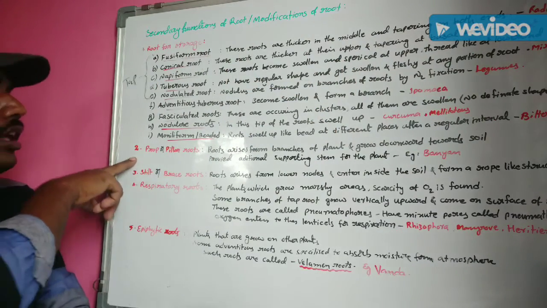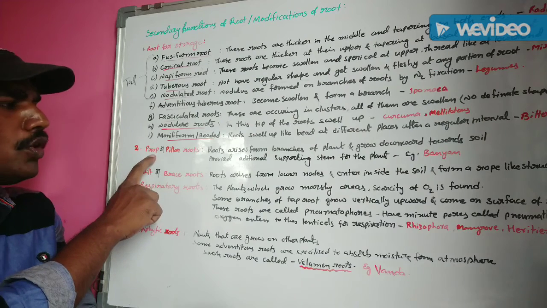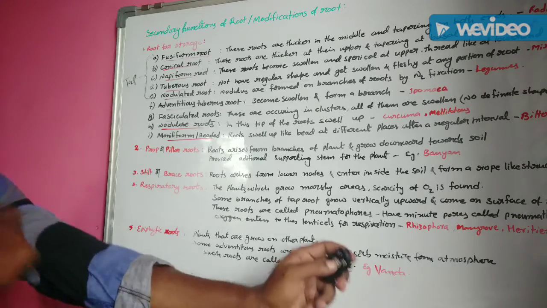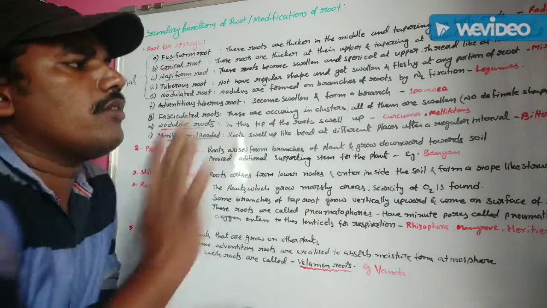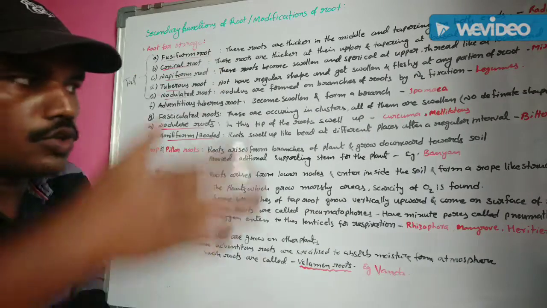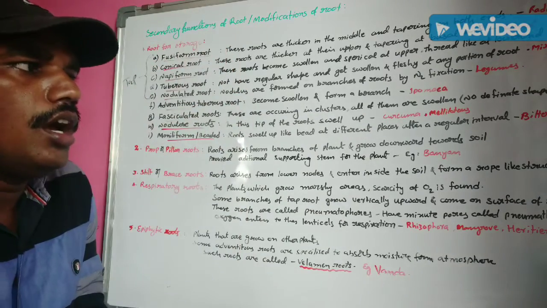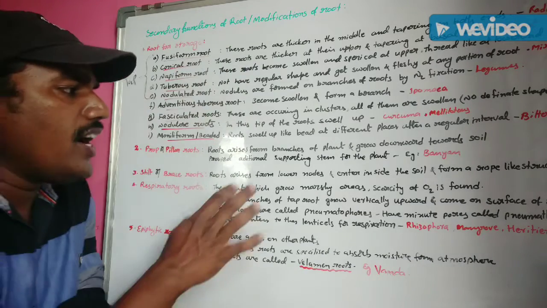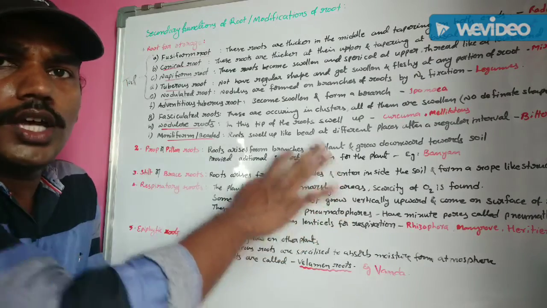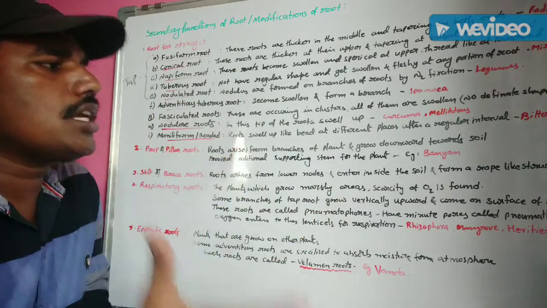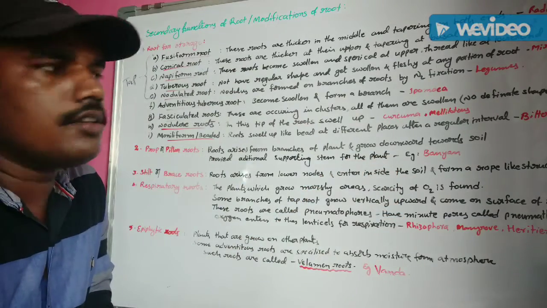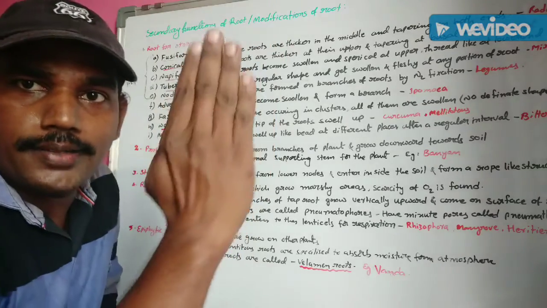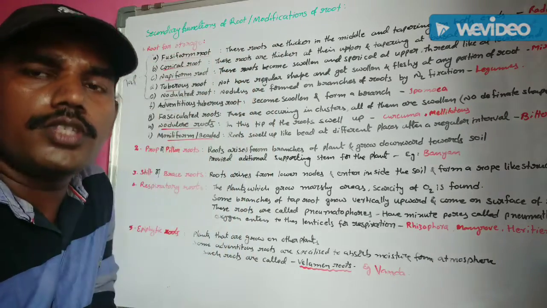Next, another root modification is prop or pillar roots. These roots arise from the branches of the plant, growing downwards from the branches towards the soil. They provide additional support to the large, heavy stem of the plant. This type of root is pillar-like, like the pillars that support a building.